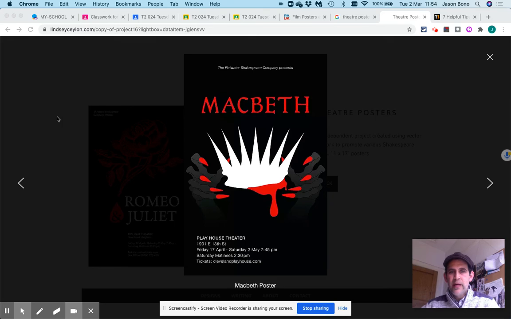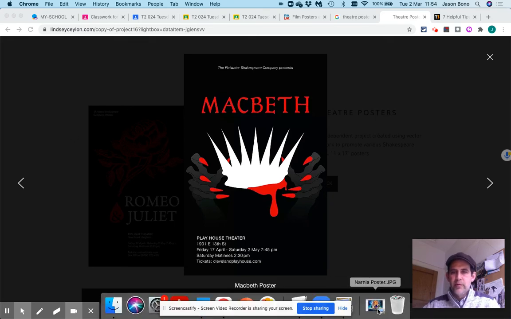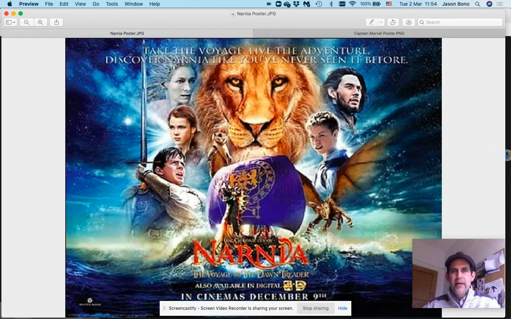Now let's compare that to another example. I'm sorry, this is a little pixelated, a little blurry, but you can get the idea. What you should notice right away when we compare these two is that there's a whole lot more going on in this picture than there was in the Macbeth poster. So some would argue there's far too much going on.